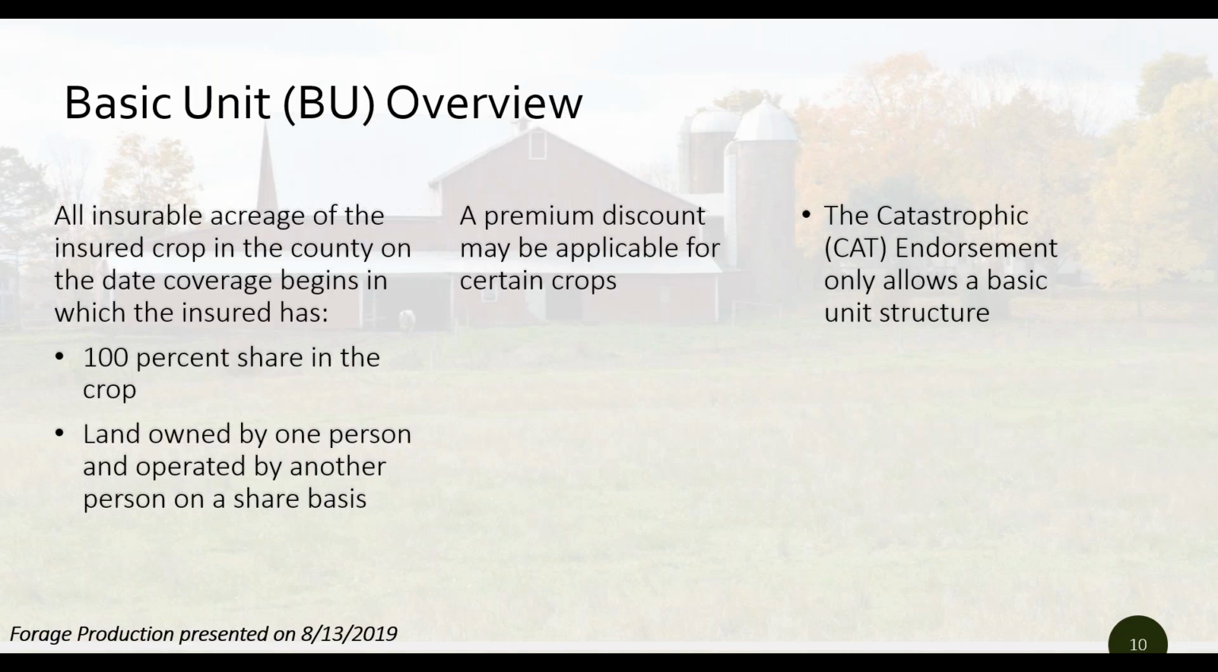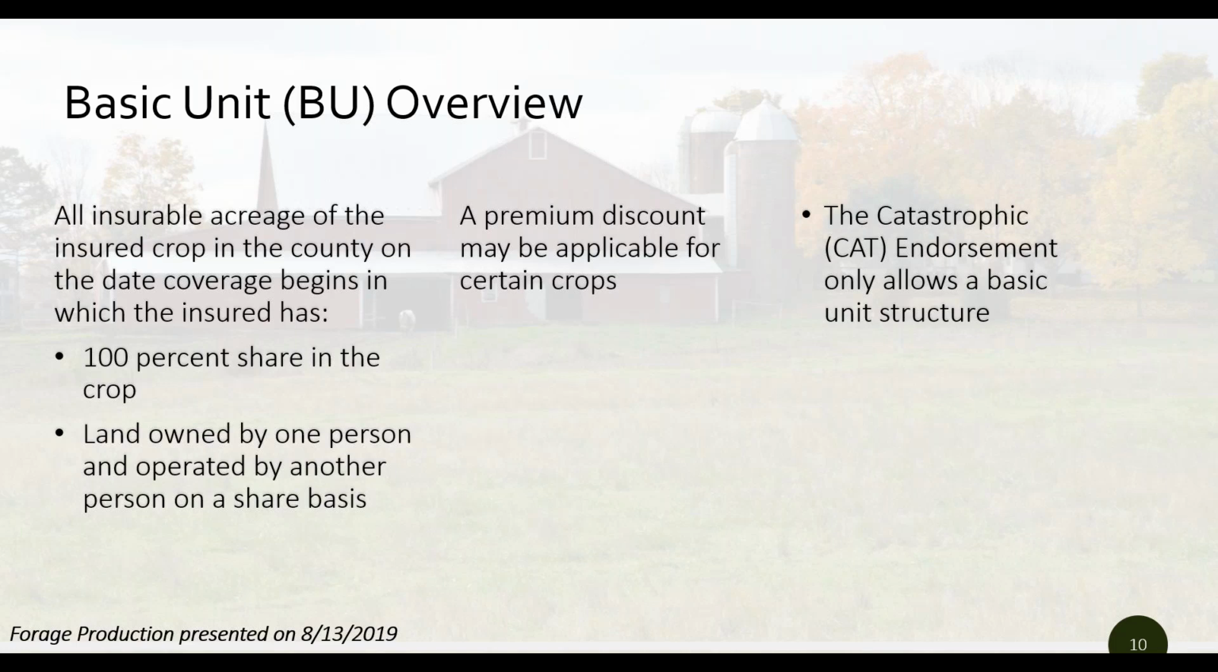So typically when you look at a crop insurance policy, the clause, all insurable acreage of the insured crop in the county, this is not a pick and choose situation. You report all of your acres in the county that are insurable and uninsurable. The 100% share in the crop includes share as an owner or operator, and/or land that is rented for cash, a fixed commodity payment, or any consideration other than a share in the crop. So you have a 100% share where your interest is 100% in the crop.